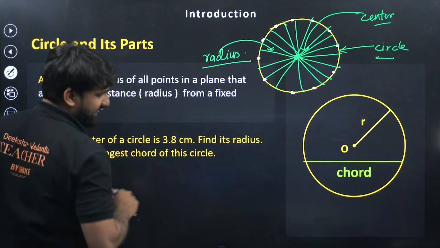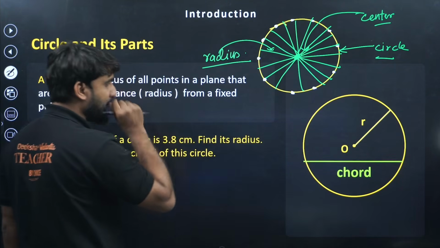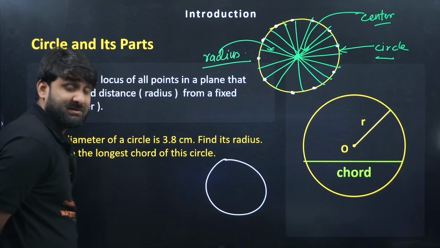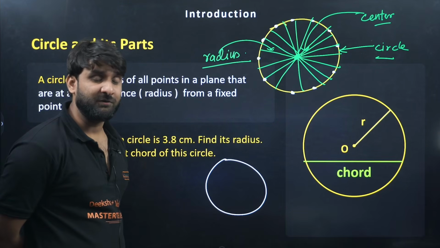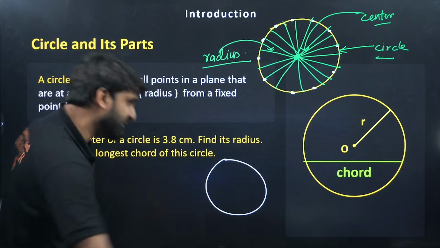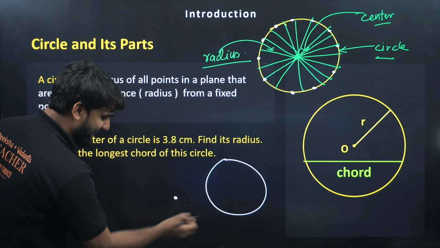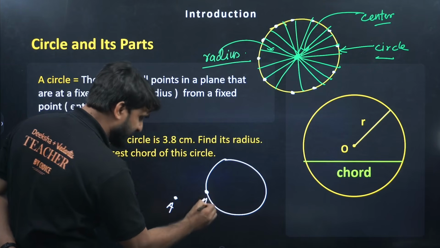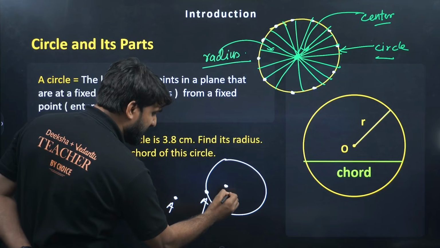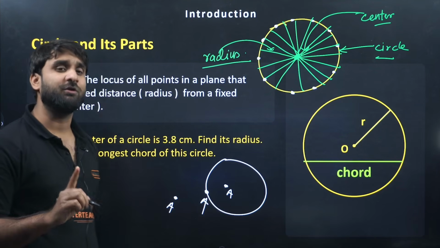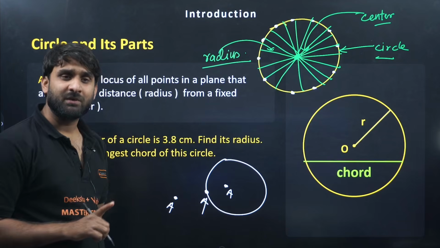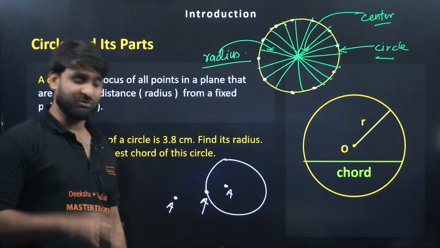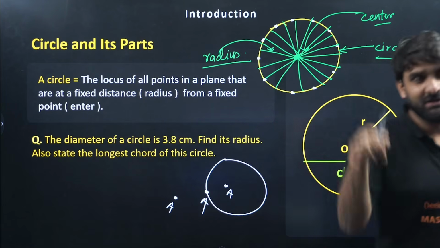Now one more thing, champions. Let me give you a little more information. Let's say we have a circle here. There are three possibilities for a point relating to the circle. A point can be exterior to the circle, let's say point A. A point may lie on the circle, or a point can be inside the circle. So there are three possibilities: exterior, interior, on.